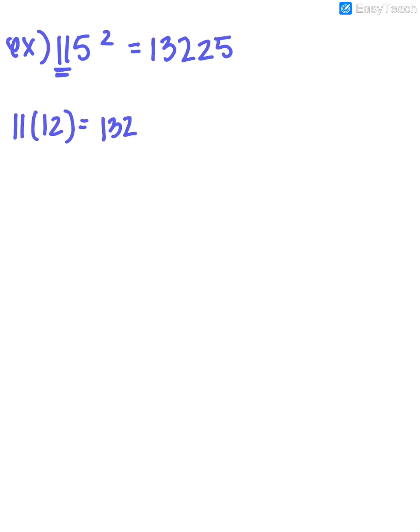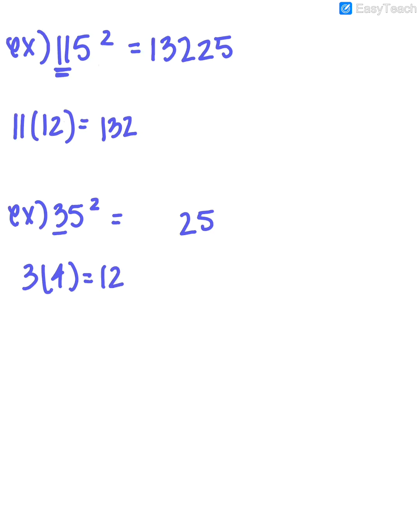And then I will do one last example. So let's do 35 squared. We know that we're going to have the last two digits be 25, and then it's a 3. So you're going to do 3 times 3 plus 1, which is 4. So that's 12, and so your answer is 1,225.